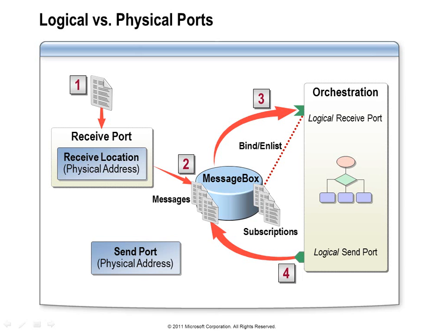A physical send port always has a default subscription condition, and that is that it will accept any message that has its unique ID in the message context. So in this case, the message is published from the orchestration with that unique ID set, so that message is passed to the physical send port to fulfill the subscription, and then the send port transmits the message.